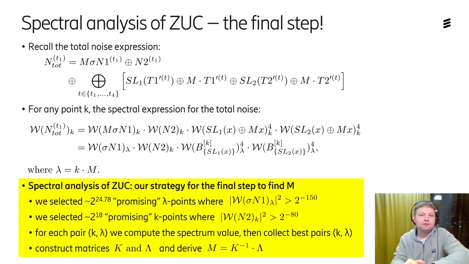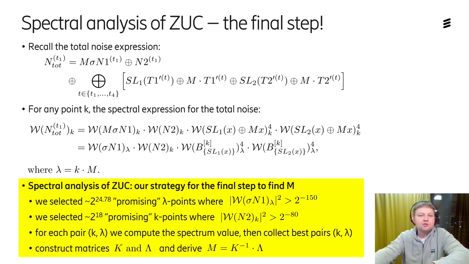Coming back to the final step of ZUC analysis, recall the expression for the total noise as above in the first bullet. We will try to align peak values of subnoises in some position K in the spectrum. Then the expression for the spectrum value of the total noise in the location K can be expressed as given in the second bullet. So we need to search for a pair K and lambda, where the product of those spectrum values is maximized, thus achieving a large bias of the total noise. Note that the involved variables are 32-bit long, so we cannot really make an exhaustive loop on K and lambda, as it would then be 2 to the power 64.